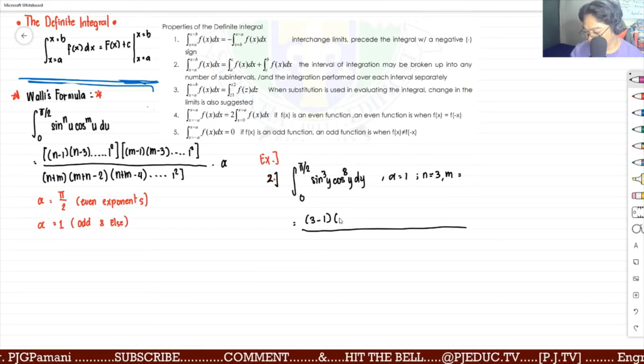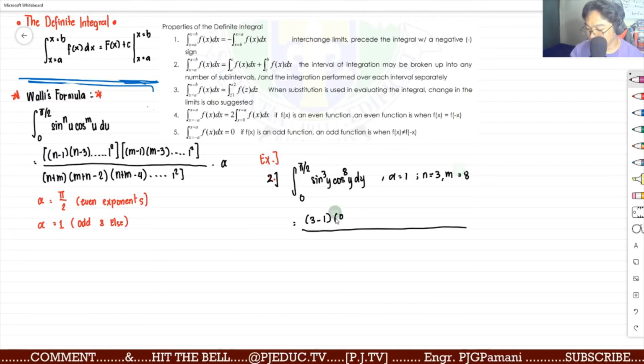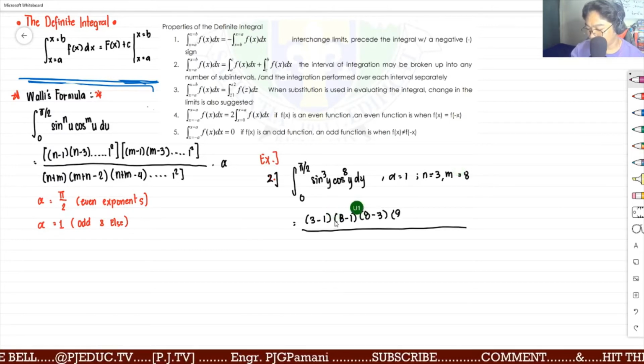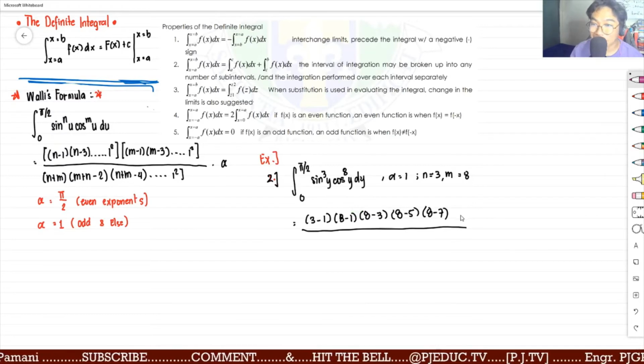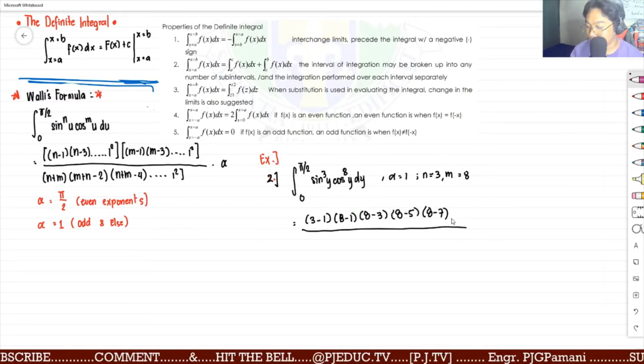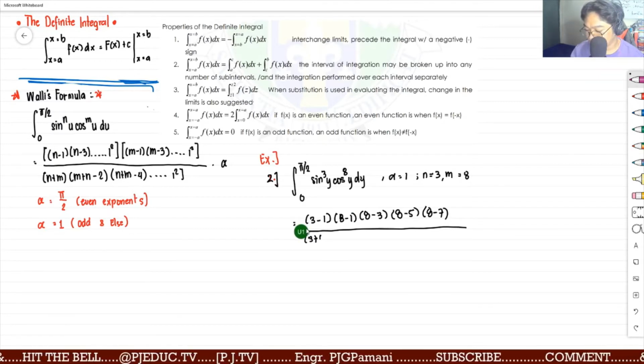8, 8, 8, 8. Then 8 minus 1, 8 minus 3, 8 minus 5, and 8 minus 7. Hindi na pwede yung 8 minus 9 kasi magiging negative na yan. So, never mind that. Then, sa baba, 3 plus 8.